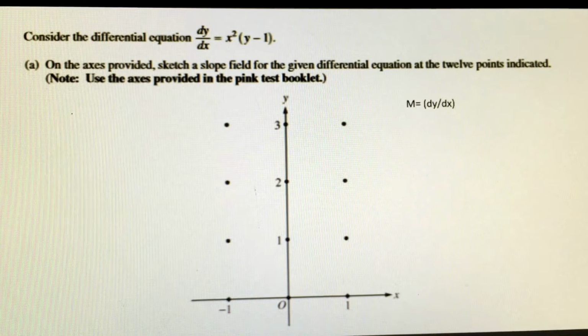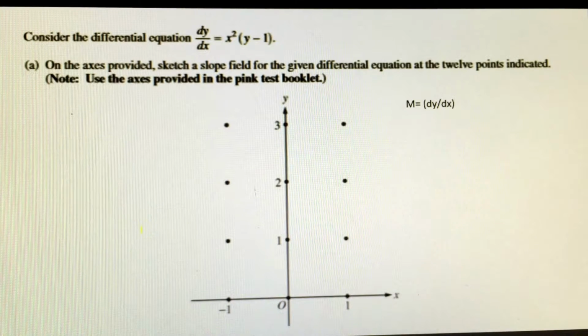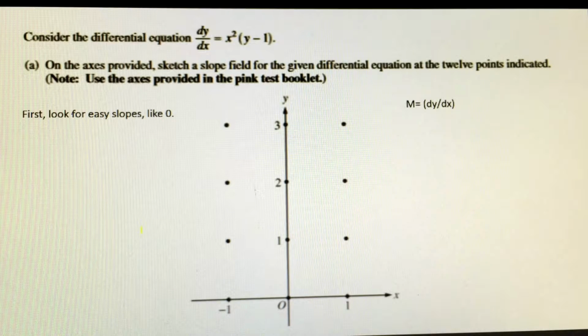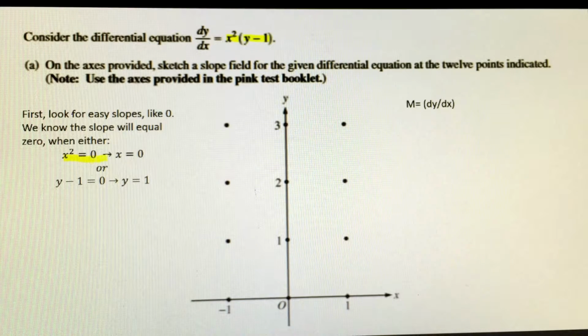First you have to realize that dy over dx indicates slope, which we're going to indicate by the letter m. First we want to look at the easy slopes like 0, just to get them out of the way and give us a nice structure to start with. We know that the slope will equal 0 when either x squared equals 0 or y minus 1 equals 0, because anything multiplied by 0 will equal 0. So if x squared is 0, the whole thing will be 0, or if y minus 1 is 0, the whole thing will also be 0. We manipulate these equations just a little bit to get x equals 0 and y equals 1. So we know the slopes will be 0 along the lines x equals 0 and y equals 1.